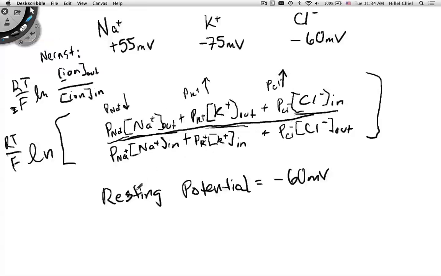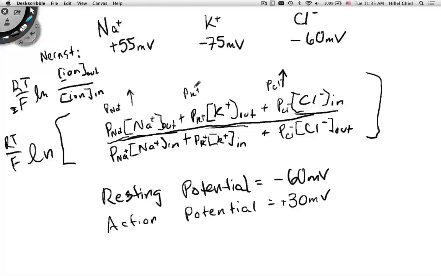Good. Now, this is the last thing we need to think about right now: let's say we're at the peak of the action potential. What value is that? About plus 30 millivolts. Okay, so again, look at our Nernst potentials. What does that tell us? We're much closer to 55 now than negative 75. That's right. So that's probably because our permeability to sodium is high and potassium is low. And that's exactly how the action potential works.